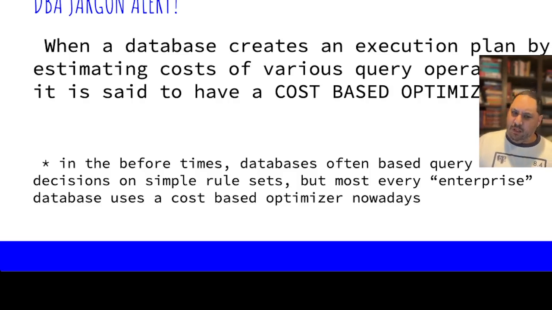But just be aware, if you ever hear that term cost-based optimizer, Postgres has one. And this is what it means. It's basically figuring out how many plans are available, coming up with the cost for each one, and then picking the one with the lowest cost.